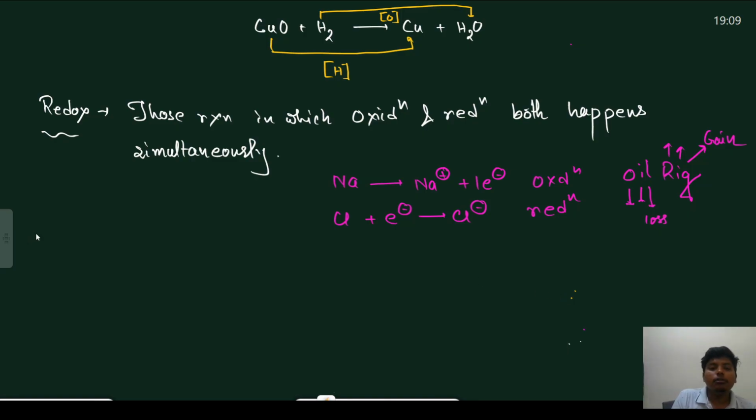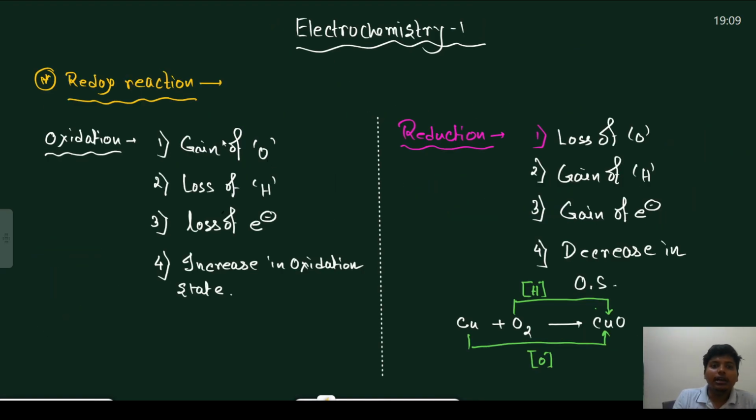Now, there are two more things you have to understand. One is called the oxidizing agent, or oxidant. What do you mean by oxidizing agent or oxidant? Oxidizing agent means who will do the oxidation. See, oxidation means gain of oxygen, loss of hydrogen, loss of electrons, and increase in oxidation state. So who will be the oxidizing agent?